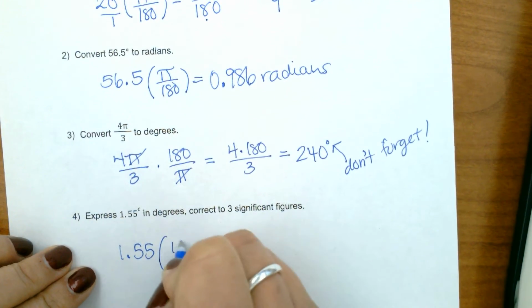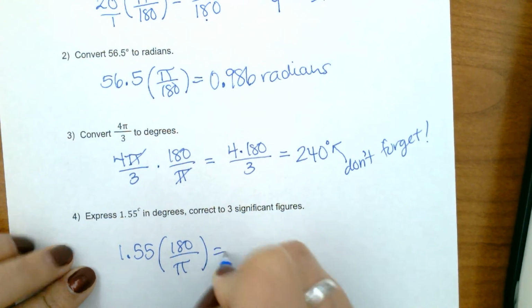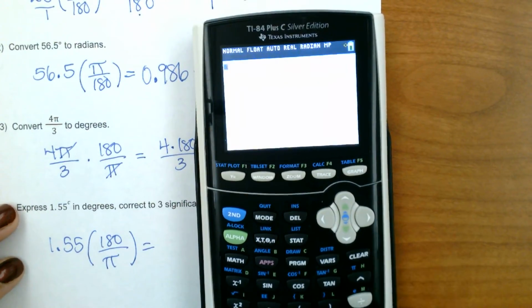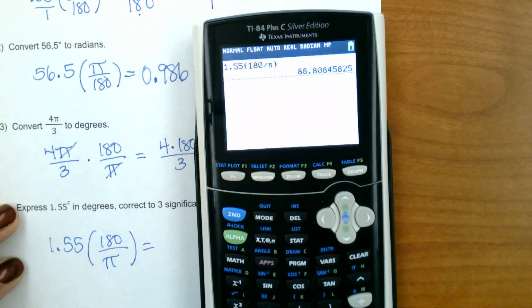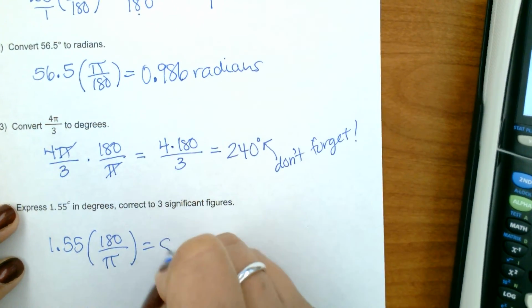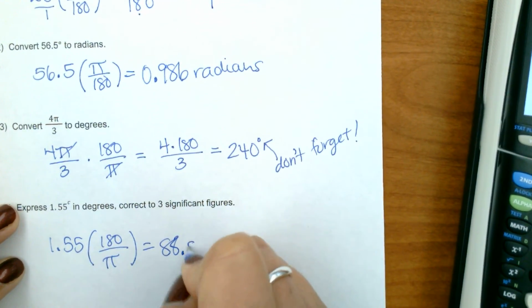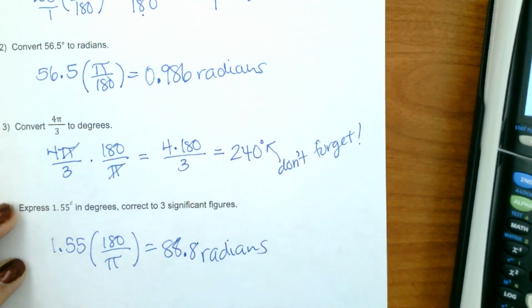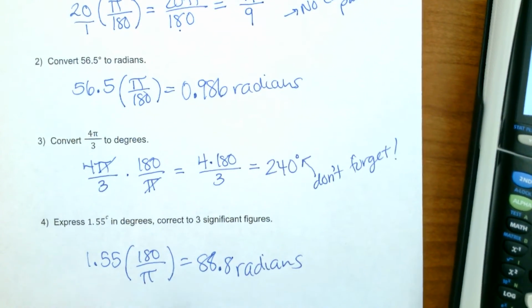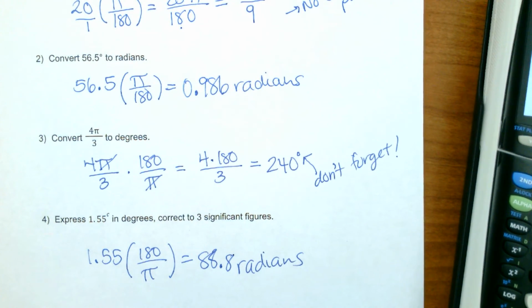1.55 times 180 over pi equals. So I would just put that in, and I get 88.8 degrees. So there we go. That's where we have it. I like using the pi symbol on this. It does get more of an exact answer. There's the bell. So yeah, that's it. The bell tells me I'm done.